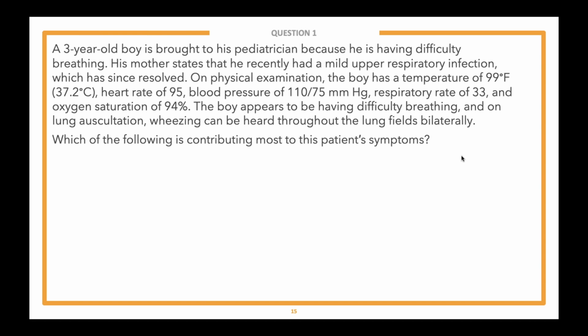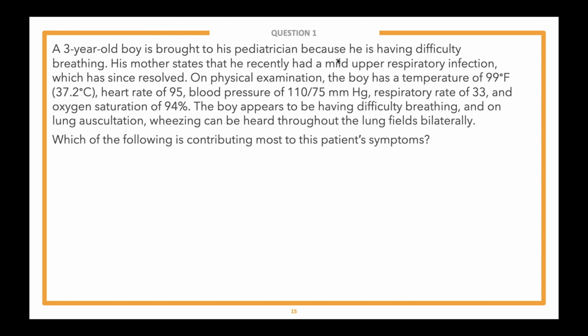Which of the following is contributing most to this patient's symptoms? I'll give all of you a few seconds here to let us know in the question box how many steps you believe this question will require, and then we will read the lead-in. All right, I see the responses coming in. Let's go ahead and take a look at that lead-in.